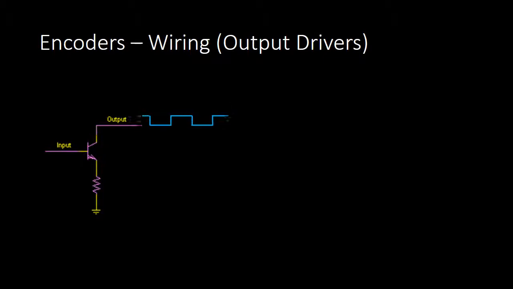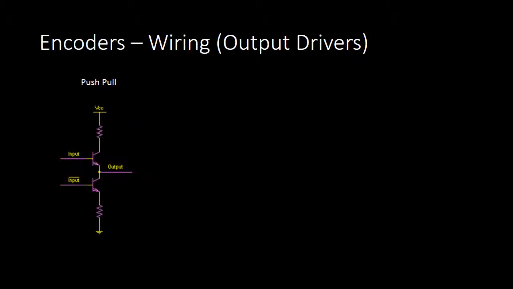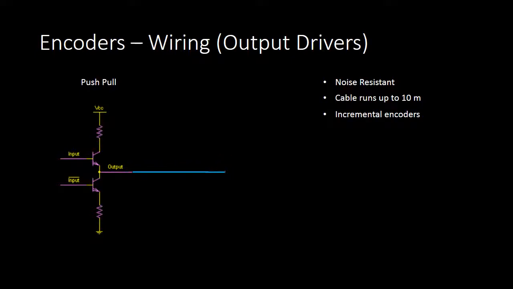A pull-up resistor is used to pull the signal down and switches the signal on and off to generate a square wave signal. This is generally used with single-ended wiring with cable runs less than a few meters. The push-pull line driver is suitable for high noise applications and works well up to 10 meters. It is typically used for incremental encoders with single-ended wiring for A, B, and Z signals.